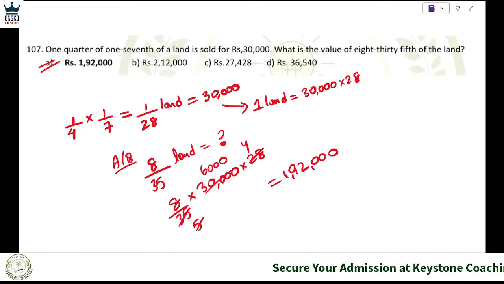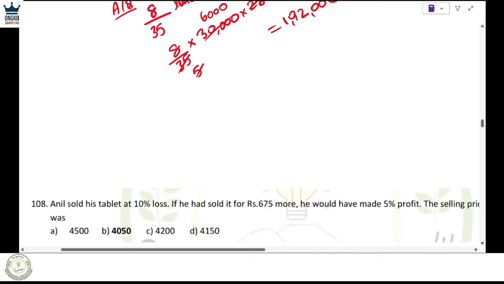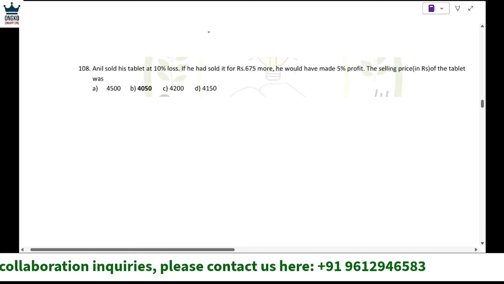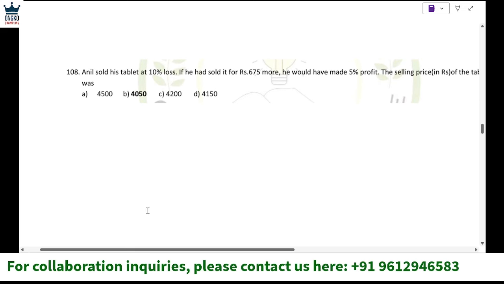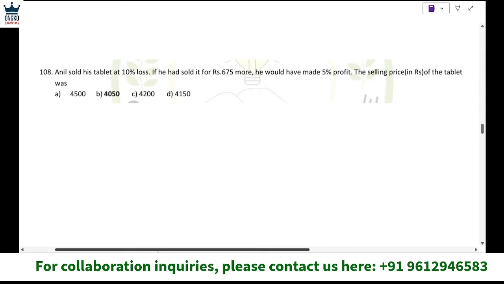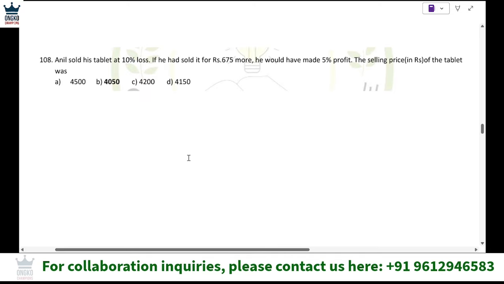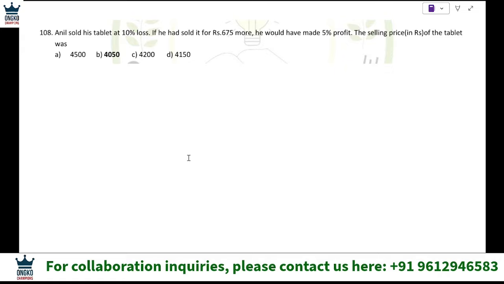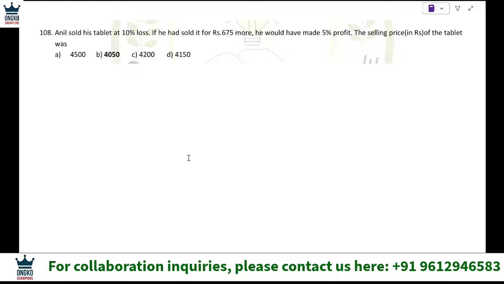Alright, let's go to 108. So this is cost price and selling price, right? Topic 2, cost price and selling price. Anil sold his tablet at 10% loss. If he sold it for rupees 675 more, he would have gained 5% profit. Then the selling price in rupees of the tablet was.